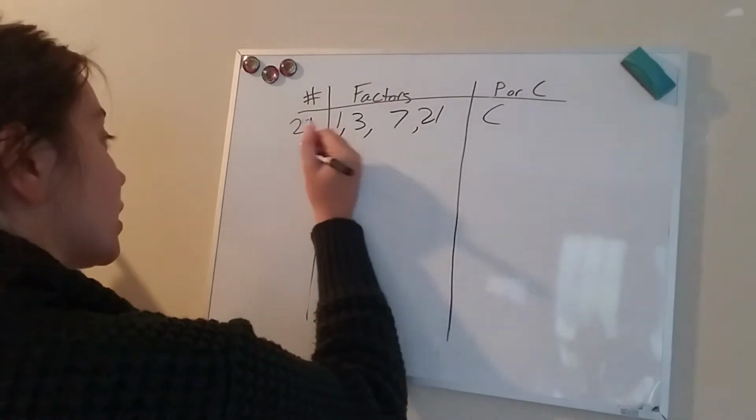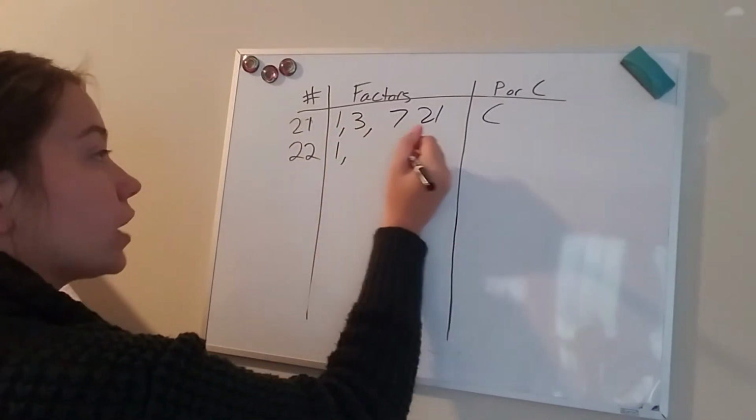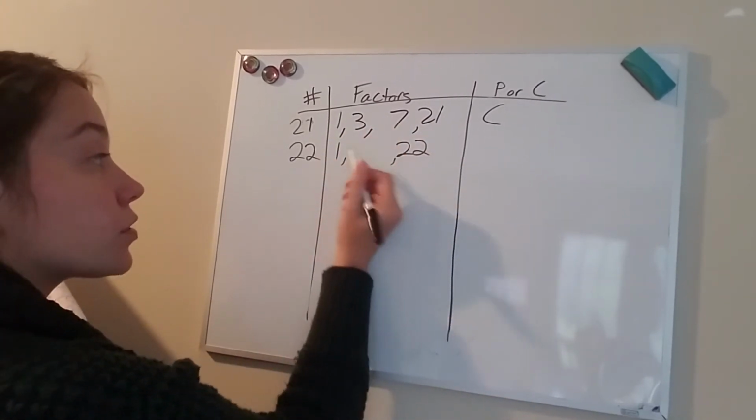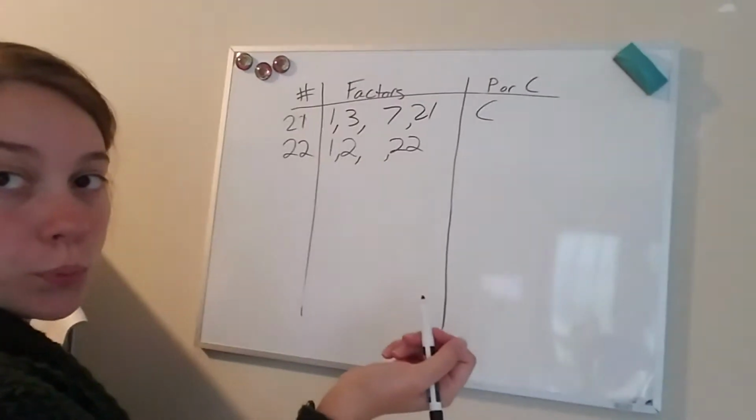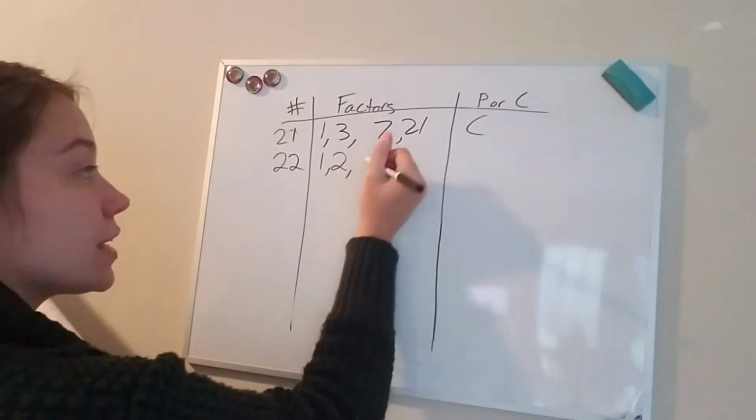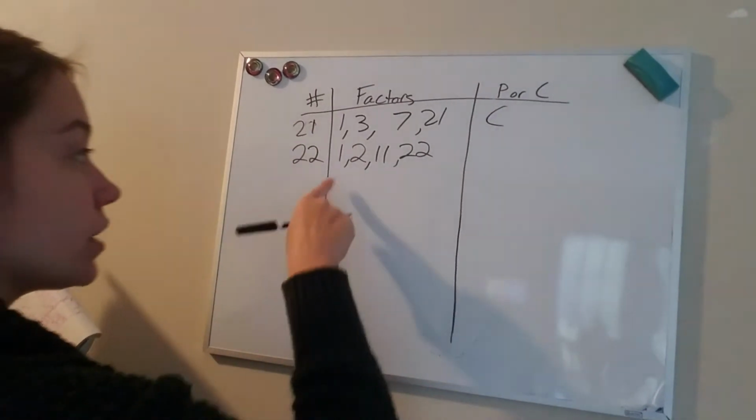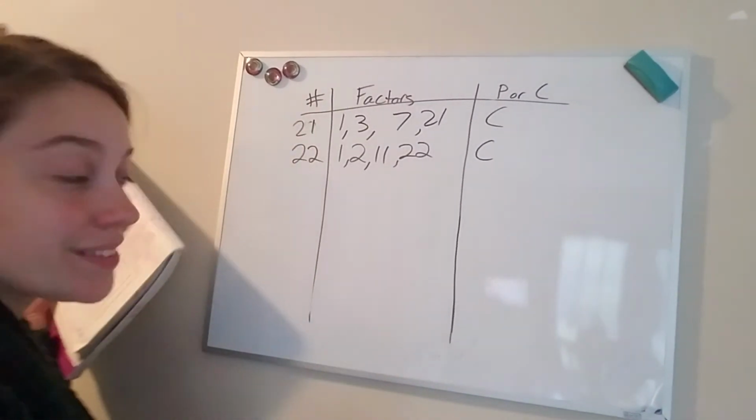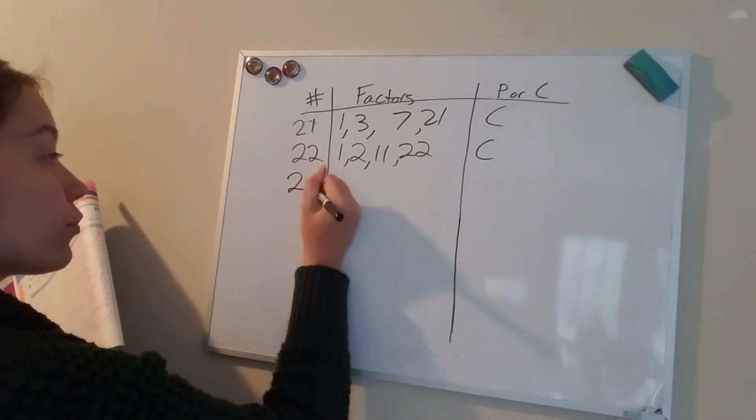Then we have 22. With 22, we have 1 and 22. And then, it's an even number, so we know 2 can go in it. 2 times what gets me 22? 2 times 11. Good. 2 times 11, and that means we have more than 2 factors, so it is composite. Okay, you guys are doing awesome. Keep it up.